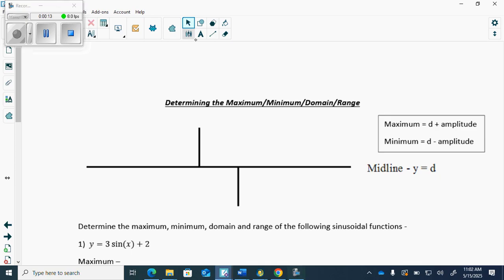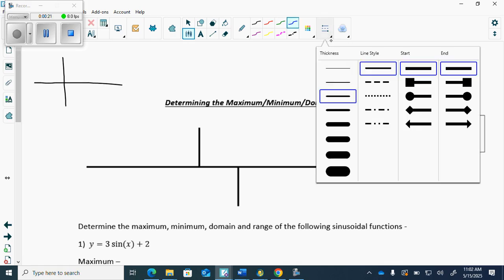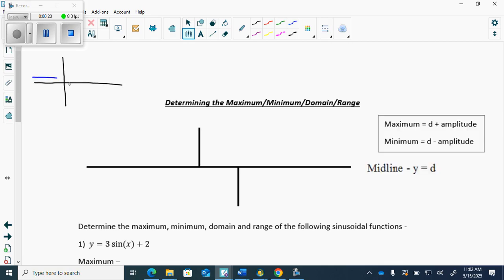So if I give you the midline of a graph, okay? Say this is the midline of my graph, and I tell you it is at 1. So I tell you my midline is at y equals 1. Where does the midline come from off of the equation? We just discussed this. It's the d value, yes? So if I give you the midline, or I give you the d value, you know the midline, correct?